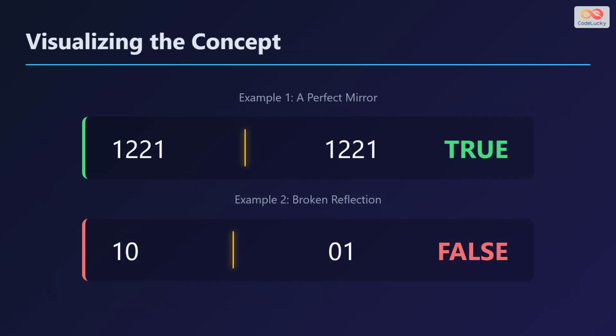Let's visualize this. Think of it like a mirror reflection. The number 1221 is perfectly symmetrical. If you split it in the middle, the left side mirrors the right side. But for the number 10, the reflection is 0, 1, which does not match the original number.